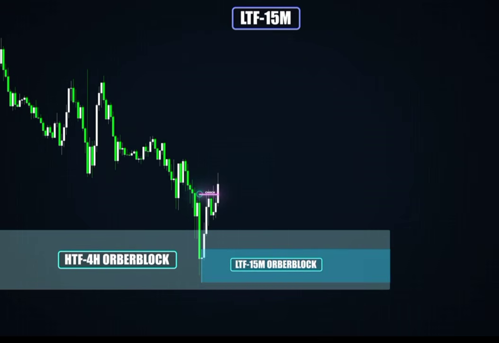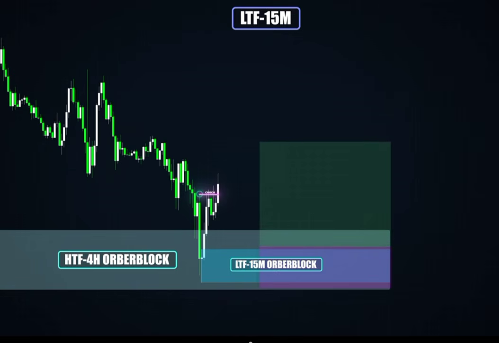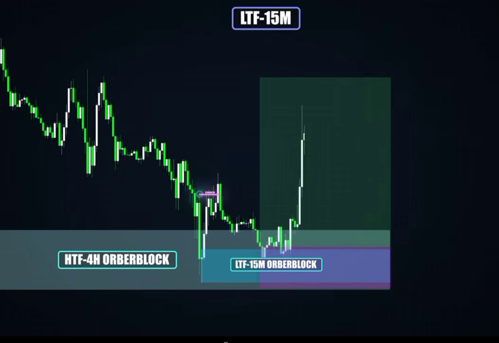Now that we found our entry, let's talk execution. We place our buy order just above the order block and our stop loss a few pips below the lowest point of the zone. This keeps our risk controlled and prevents unnecessary losses if the setup fails. For take profit, we have options. First, we aim for a 1-to-2 risk-reward ratio to secure some profits. Then, we can target the next market structure level or trail our stop loss, locking in gains as price moves higher.